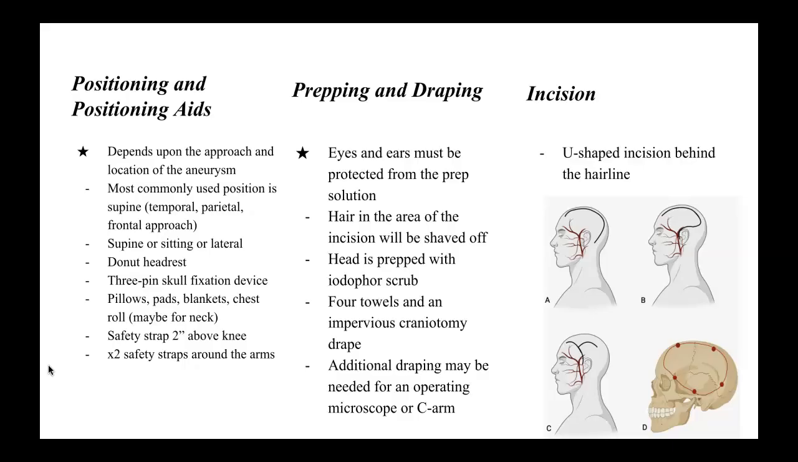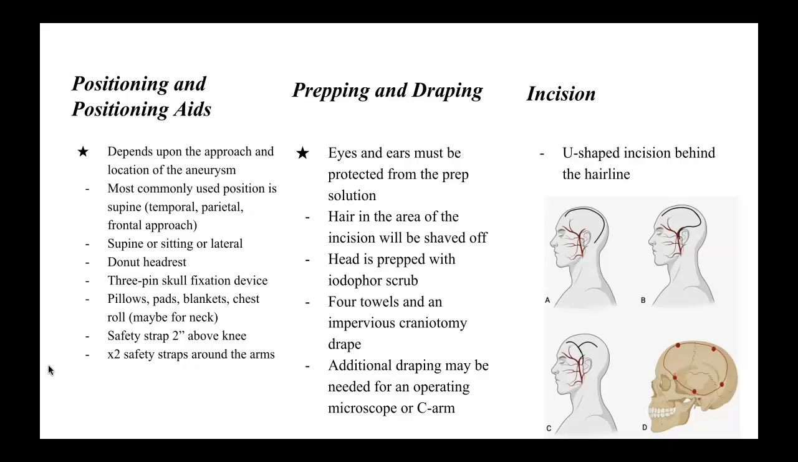For prepping, you want to ensure that the eyes and ears are protected from the prep solution. The hair in the area of the incision will be shaved off, but the hair can be saved if the patient requests it. The head is prepped with an iodophor scrub. The surgeon might also go back over the iodophor scrub and paint it with alcohol or iodophor paint. And then for draping, 4 towels and an impervious craniotomy drape.